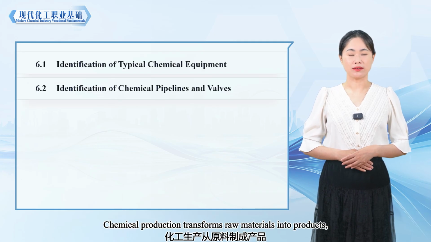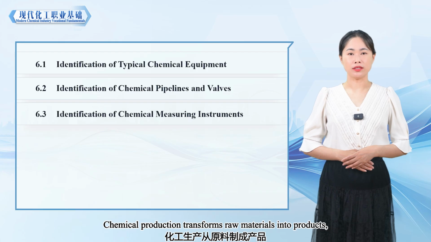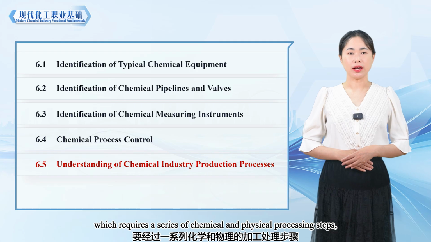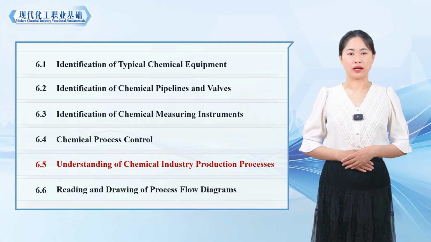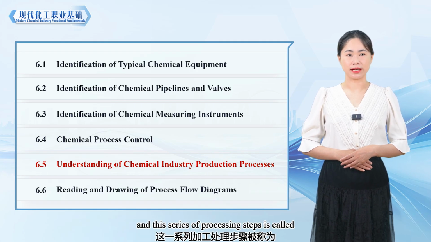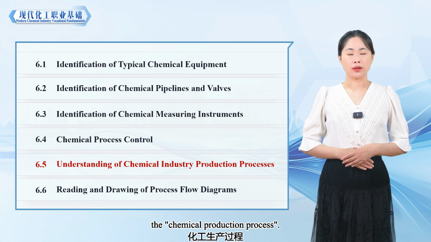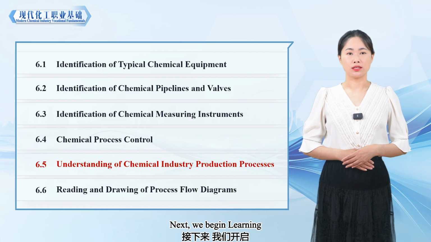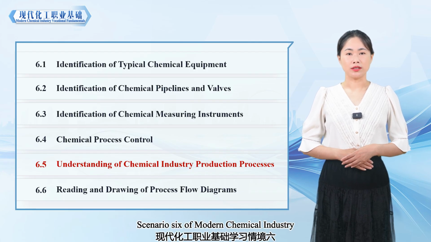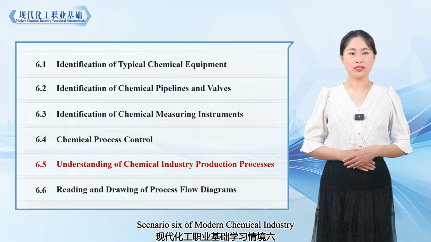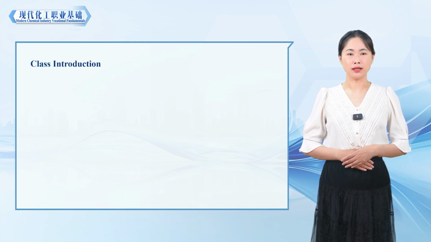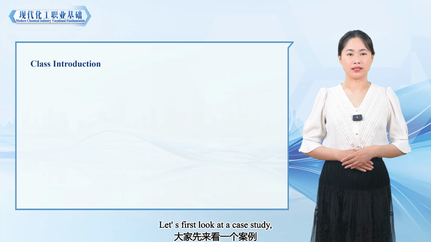Chemical production transforms raw materials into products, which requires a series of chemical and physical processing steps, and this series of processing steps is called the chemical production process. Next, we begin learning Scenario 6 of the Fundamentals of Modern Chemical Industry, Understanding Chemical Production Processes. Let's first look at a case study.